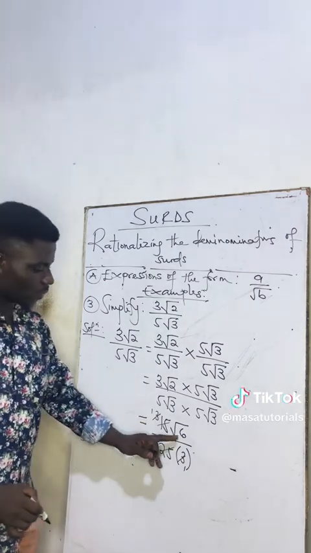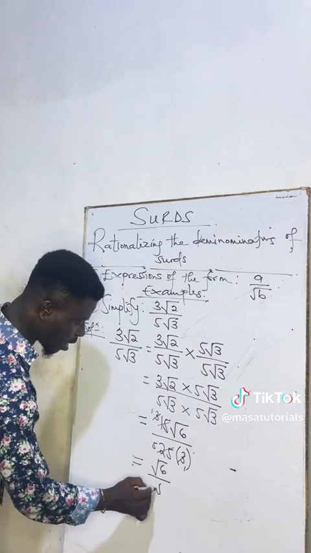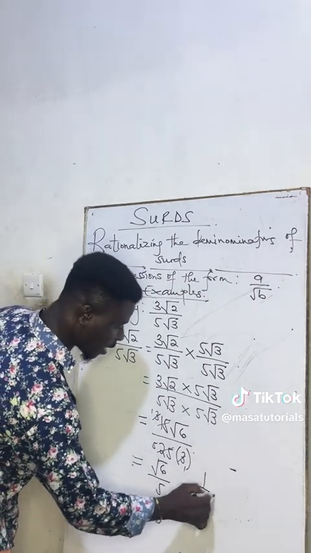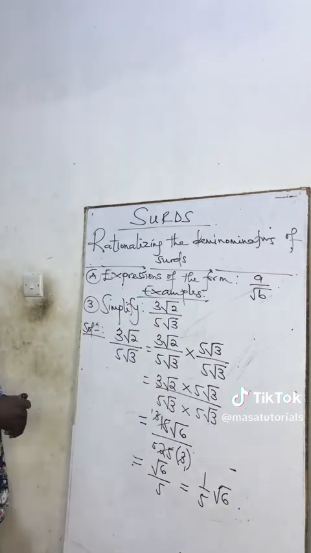So what do you get? We get square root of 6, all over 5, which can also be written as 1 over 5 square root of 6. Very simple.